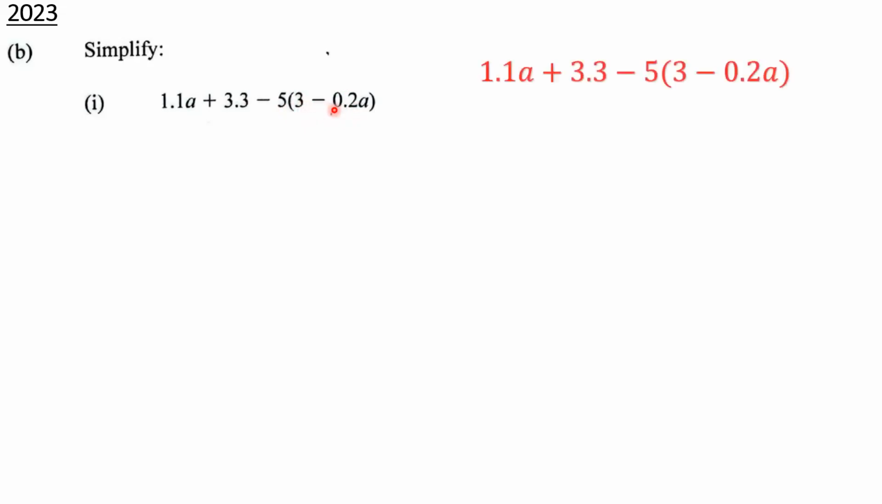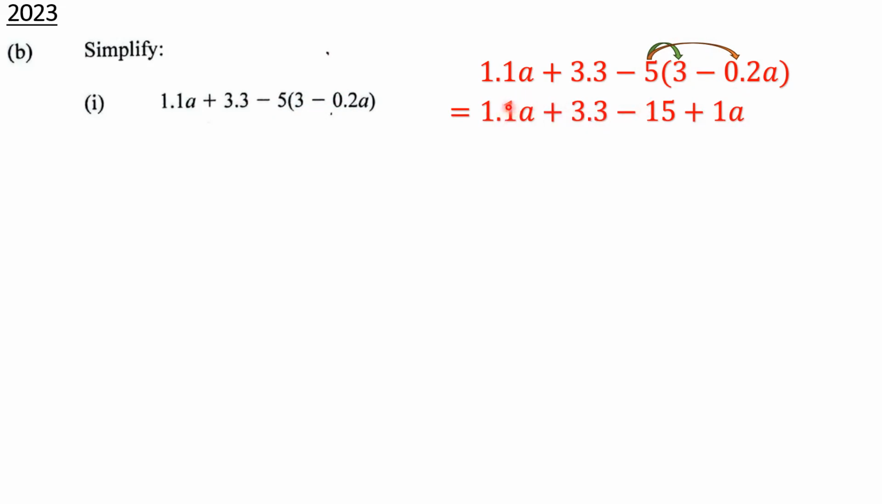What we could do is distribute the -5. And so we have -5 multiplied by 3, which is -15. And then we have -5 multiplied by -0.2a. And -5 multiplied by -0.2 is definitely positive because a negative and a negative is positive. That's going to be +1. So -5 times 3 is going to be -15, and -5 times -0.2a is going to be 1a. And so now we have 1.1a plus 3.3 minus 15 plus 1a.